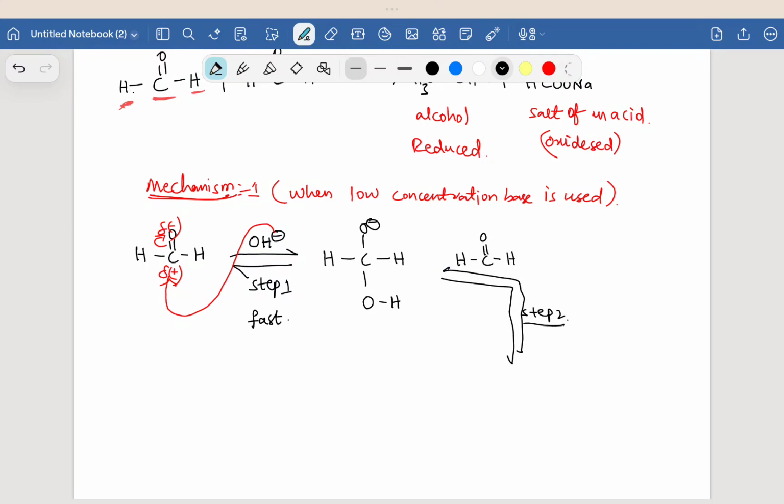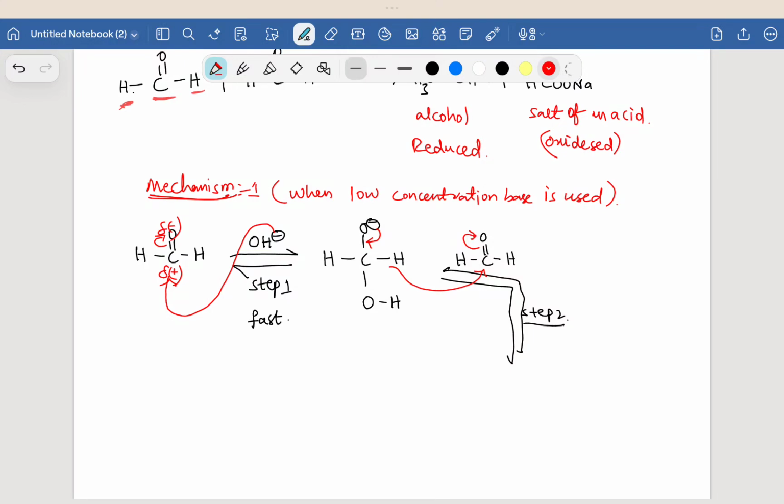Okay, now it has O minus, right? This O minus moves here, there is one hydride shift taking place. When this O minus is moving here, the carbon will be having 5 bonds, right? It should not be having 5 bonds. Then this hydride will move and attack the carbonyl compound. Again this bond will move this side.